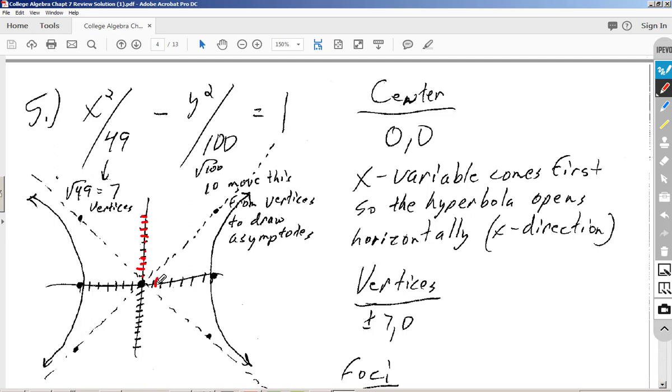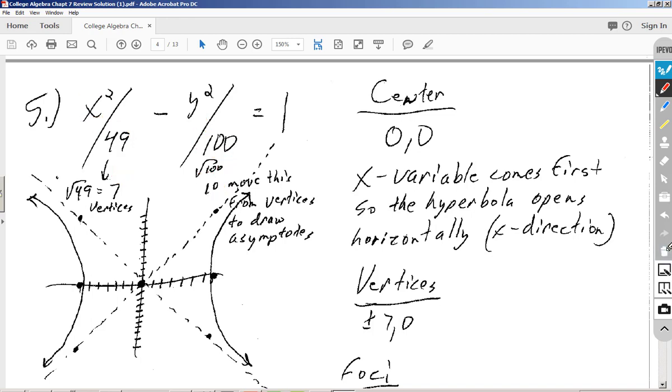That'd be that point right there. So you went up 10 and over 7. Or you can just look: here's underneath the y. That tells me how far I rose. That's going to be 10. Here's my x. That's going to tell me how far I ran. So that's the square root of 49, which is 7.